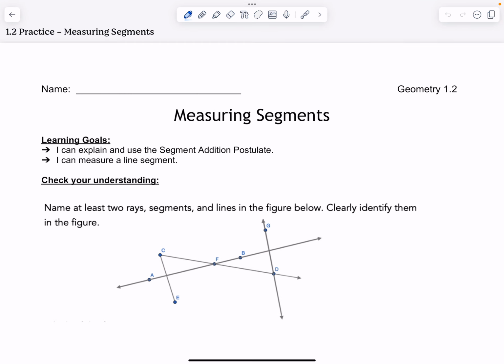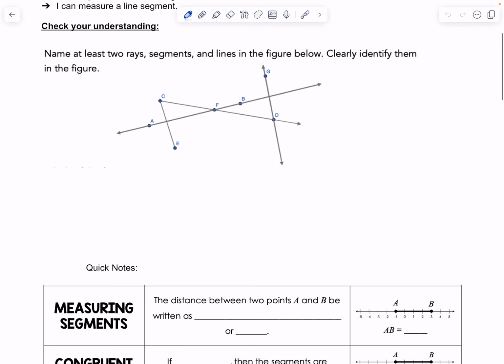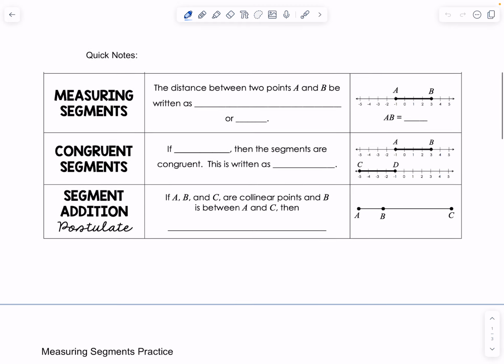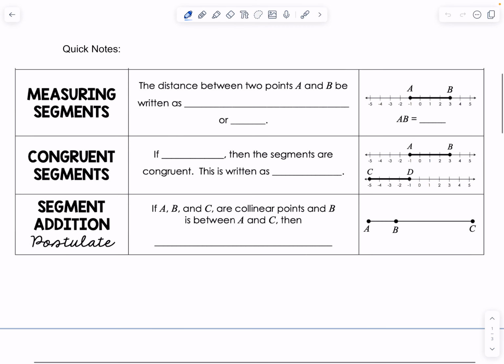All right, guys, we're going to go over measuring segments from 1.2. So the idea here is we've done a little bit on the check your understanding after the collaborative learning task. Let's go over a few definitions and things that we would have kind of been talking about at the boards, formally define them here, and then use them to help us answer some questions about some of these segments.